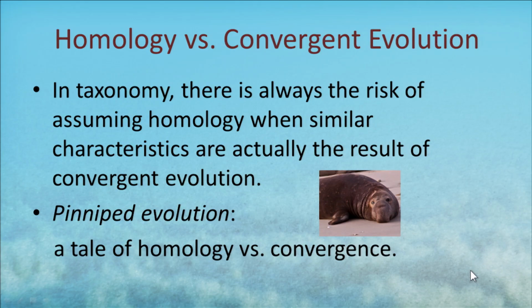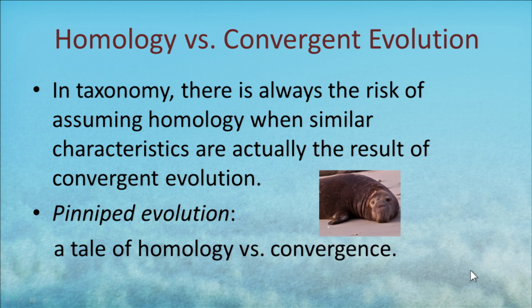Okay, so before we move on and actually start looking at the pinnipeds, I want to stress this fact. If you assume homology when what you're really looking at are the result of convergent evolution, you've just made a big mistake, because now you're taking two lineages and you're saying they're evolutionarily related to each other, despite the fact that in reality, they're not. So that's the big pitfall. You have to know, when are character states homologous versus when are they the result of convergent evolution?